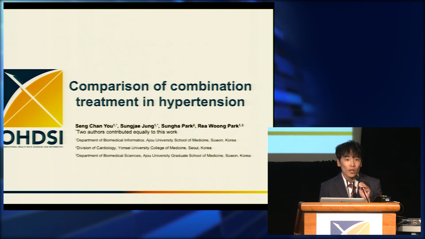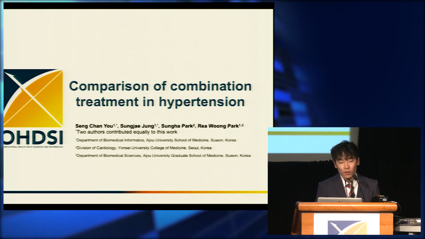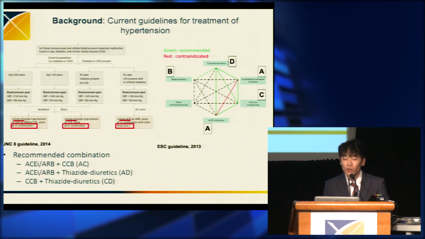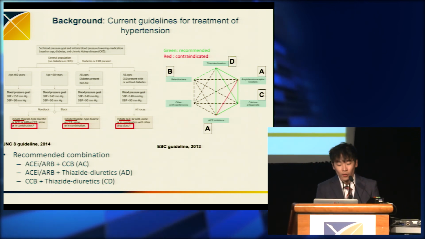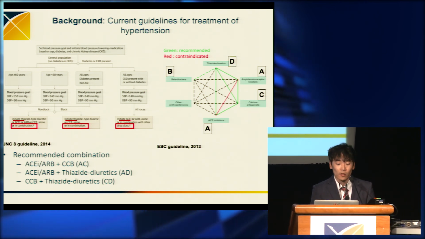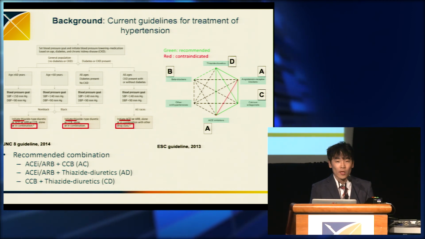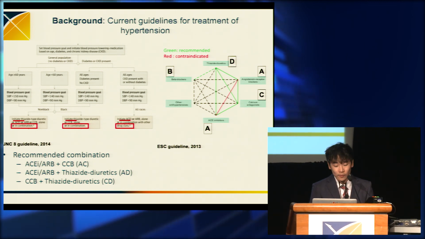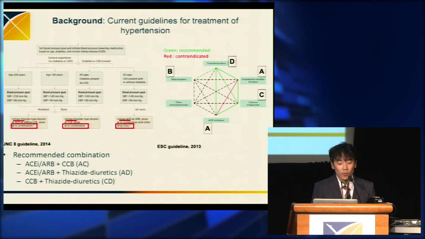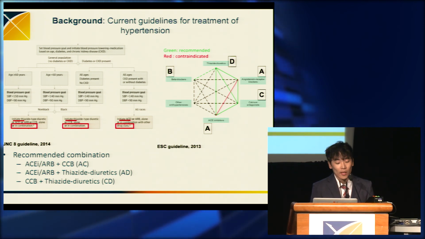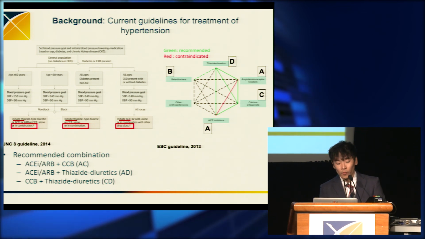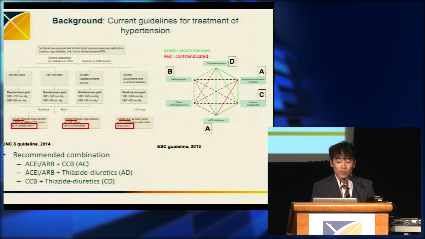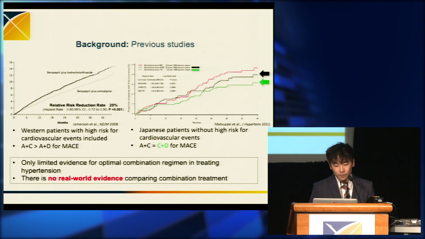Okay, I'm Chan from University of South Korea, and I'm here to talk about the ongoing study about comparison of combination treatment in hypertension. Currently, American guidelines and European guidelines both recommend initiating a combination treatment in hypertension patients, especially those at risk. Three kinds of combination regimen are recommended. First is ACE inhibitor or ARB plus calcium channel blocker, which I will call AC combination. Then ACE inhibitor or ARB plus thiazide diuretics, which I will call AD combination, and calcium channel blocker plus thiazide diuretics, which will be CD combination.